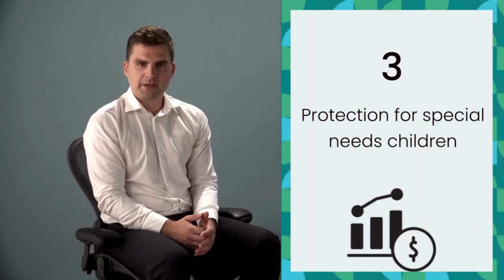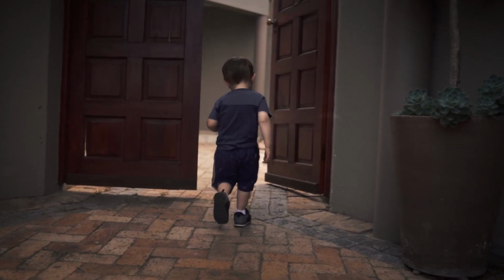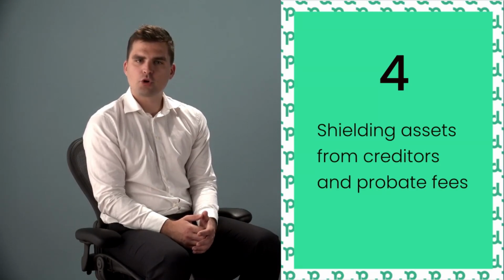3. Protection for special needs children. A trust can provide ongoing financial support for a special needs child without jeopardizing their eligibility for government assistance programs. 4. Shielding assets from creditors and probate fees. Placing your life insurance policy in a trust safeguards the funds from potential creditors and certain estate-related expenses.